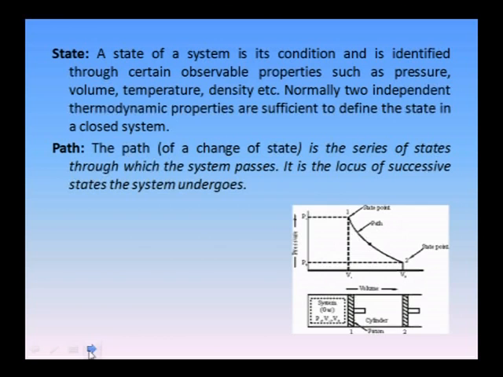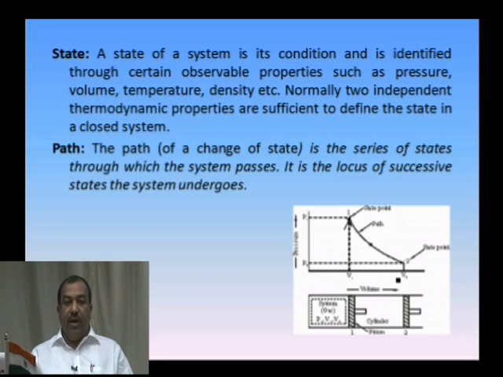Next, we will understand the state. You can see the PV diagram over here. Point number 1 indicates state point 1. Point 2 indicates state point 2. A state of a system is the condition identified through certain observable properties such as pressure, volume, temperature, density. Normally, 2 independent thermodynamic properties are sufficient to define the state in a closed system. You can see here on the PV diagram, state point 1 indicates pressure P1 and volume V1.